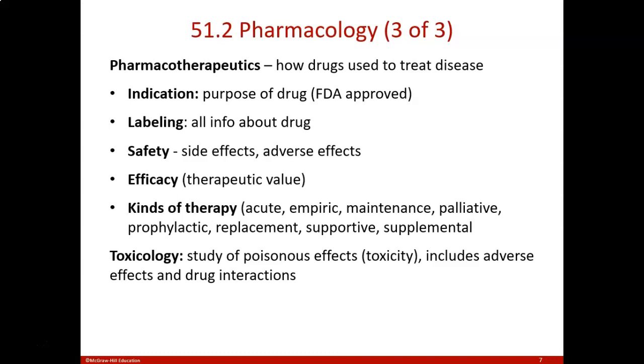Then we have supportive. Supportive is just kind of providing support until the disease process wanes. And then we have supplemental, which would be like our vitamins and minerals that actually supplement our diet with things that our body may or may not be getting enough of. Okay.